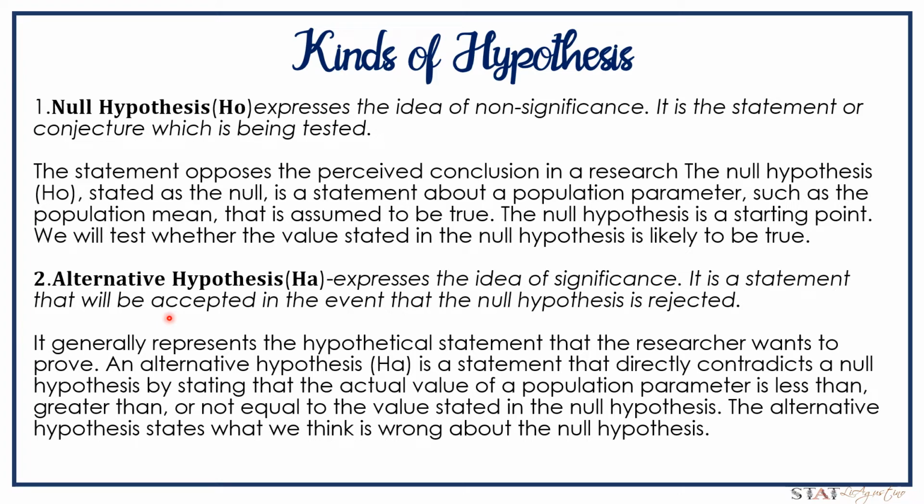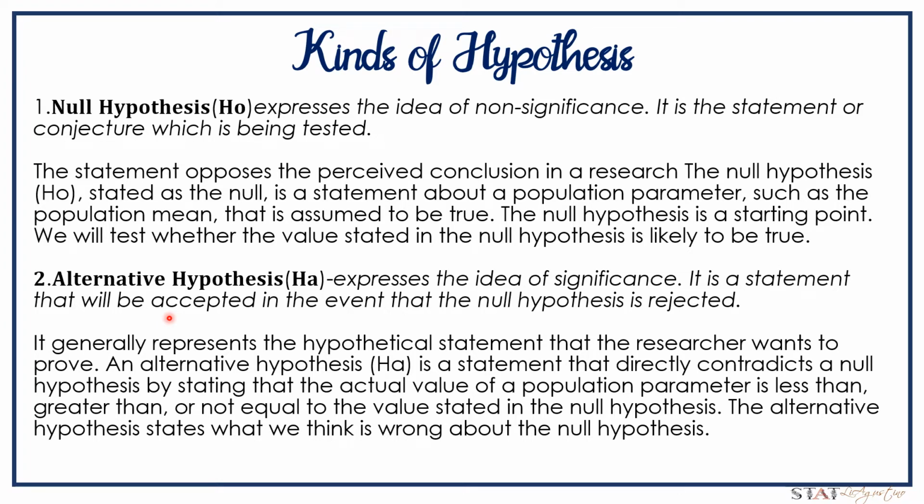For example, in our previous example that I have mentioned, there is no significant difference in the math performance of the education students and the engineering students. So that is your null hypothesis. Your alternative would be stated this way: there is a significant difference in the math performance of the education students and the engineering students. So that's the difference between the null hypothesis and alternative hypothesis.